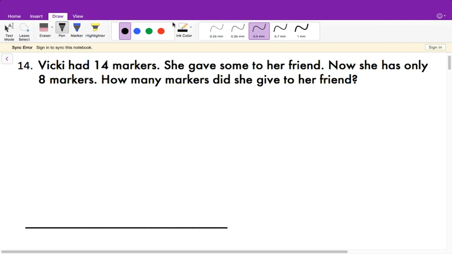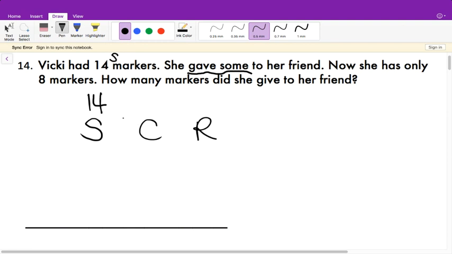So whenever someone is giving something away or getting more of something, that will tell me that this is a start, change, result problem. So when I see gave or give, I know this is a start, change, result. Okay, so the first thing I'm going to do is look for how many markers that she started with. In the beginning, it says Vicky had 14 markers. This is how many she starts with. So I'm going to write 14 for my start.